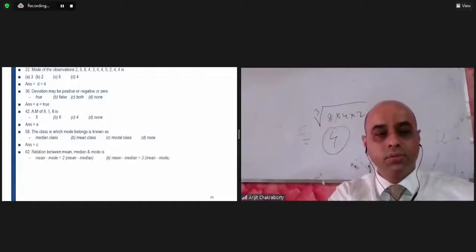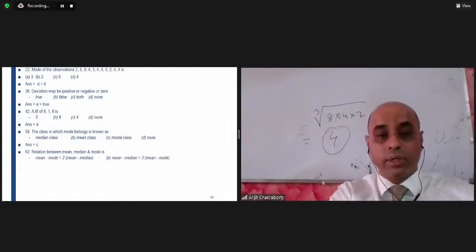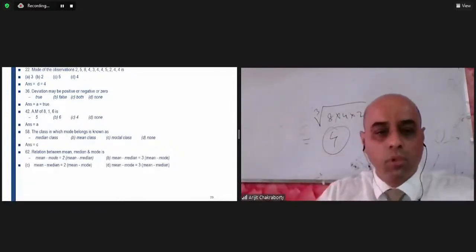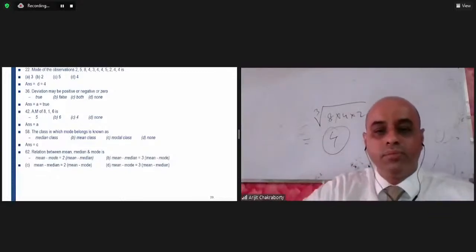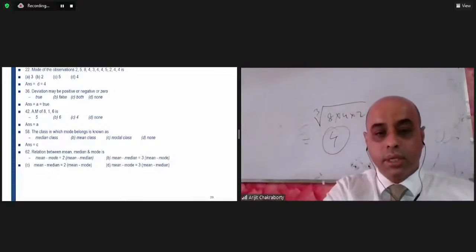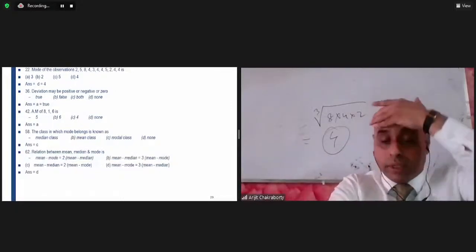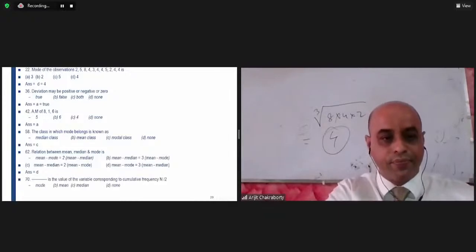Next is number 62, relation between mean, median, and mode. Here comes that question which I was talking about, very important. Mean minus mode will be equal to 3 into mean minus median. So if you see carefully, option number D is the right answer. Mean minus mode equal to 3 into mean minus median.